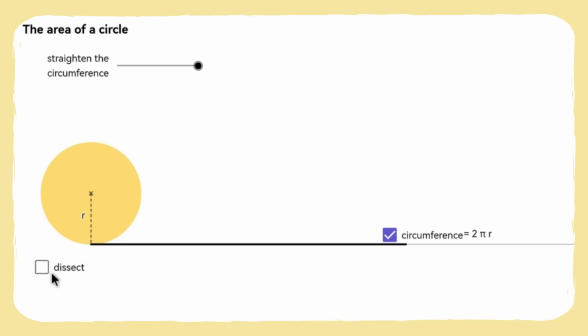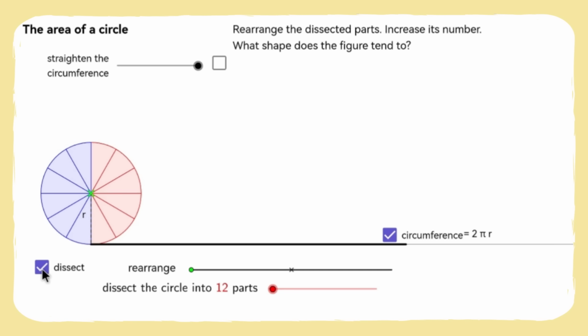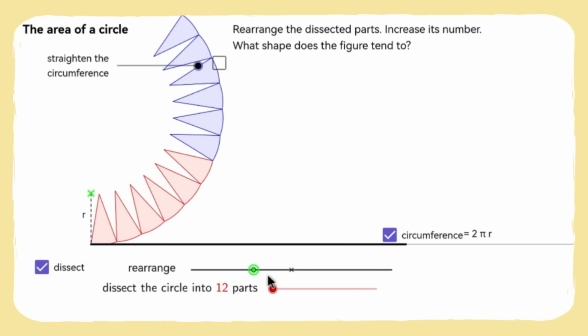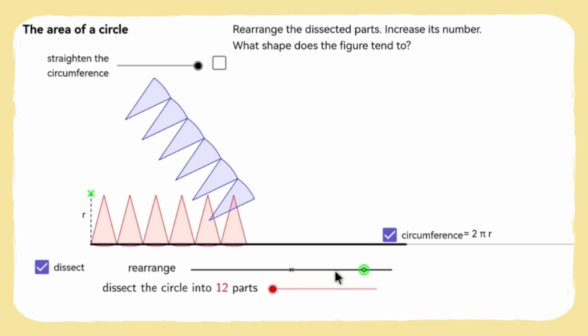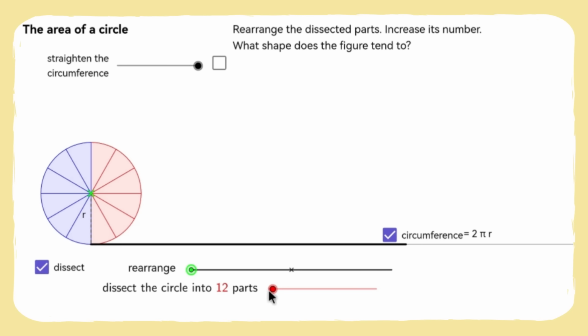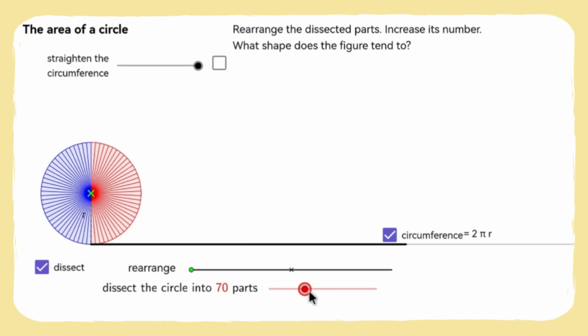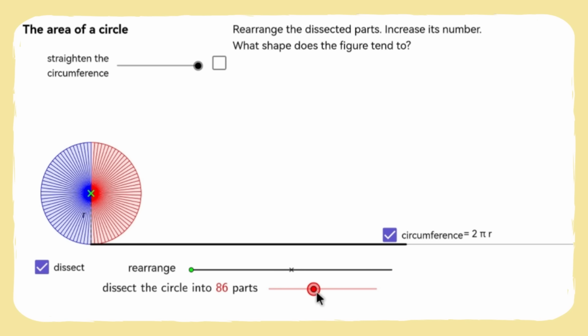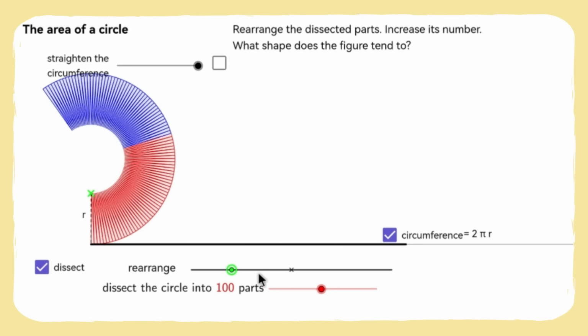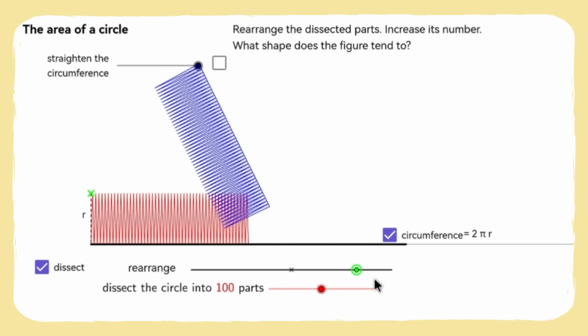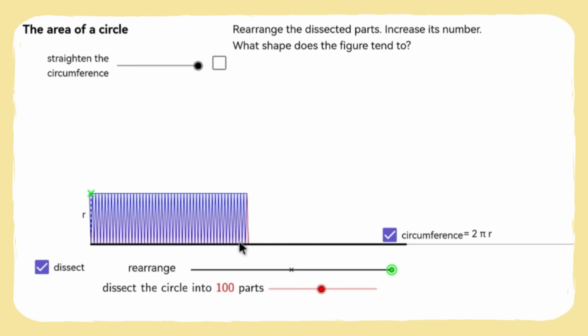Now, if we're going to dissect this circle, hatiin natin siya into smaller parts. Let's say we have 12 parts at i-rearrange natin siya. Let us remove these parts at gawin natin siya into a different shape. Okay? Gawin pa nating mas maliit yung mga parts. Pwede nating hatiin siya into 100 parts nang makita natin kung ano yung magiging itsura niya if we're going to rearrange the shape. So as you can see, it's gradually forming a parallelogram.